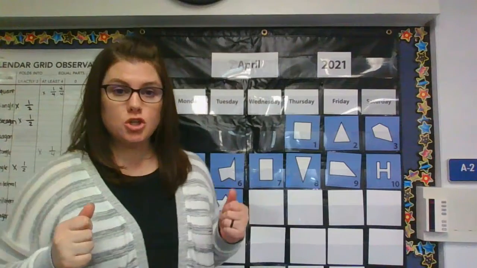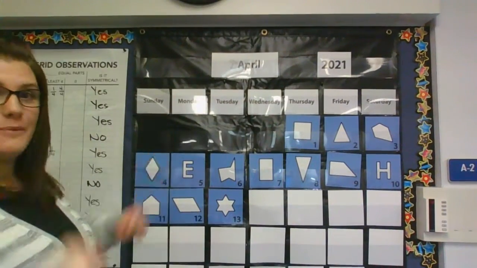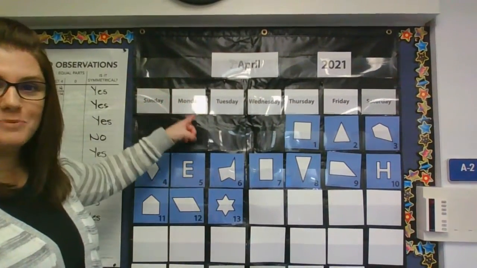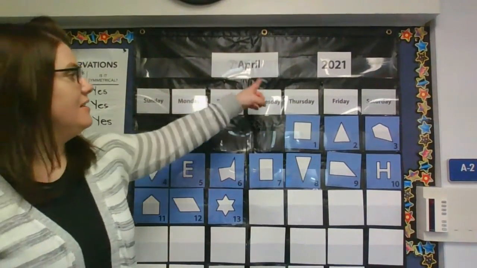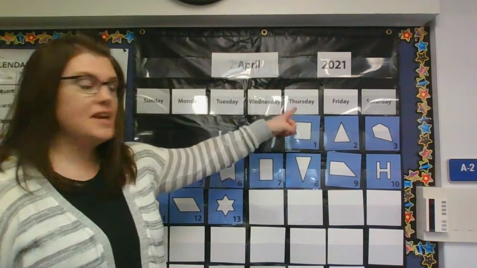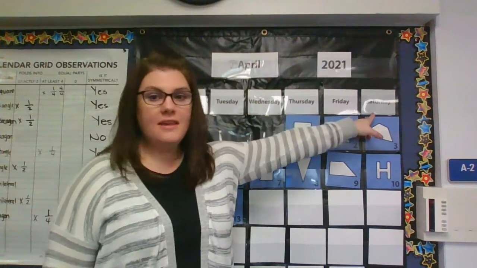1, 2, 3. Days of the week. Days of the week. There's Sunday and there's Monday. There's Tuesday and there's Wednesday. There's Thursday and there's Friday. And then there's Saturday. Days of the week.